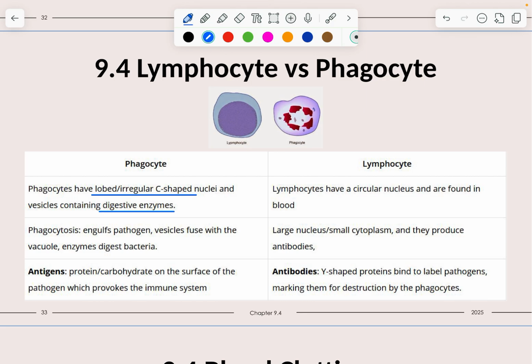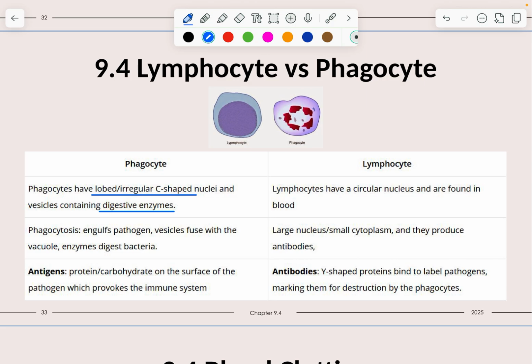Phagocytosis. Okay, so phagocytosis is like they're eating up something. Like when it encounters a bacteria, it needs to kill the bacteria. That's the whole goal of the white blood cell. So phagocytosis will grab the bacteria and pull it inside the white blood cell, the phagocyte itself, and it will release the enzymes to start breaking it down.